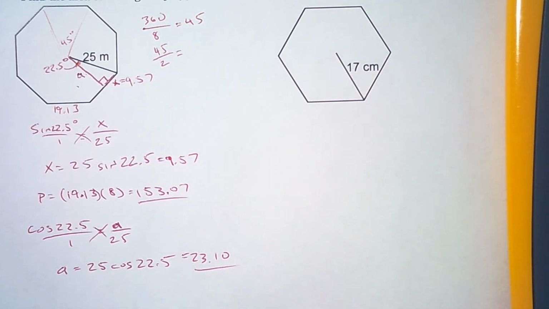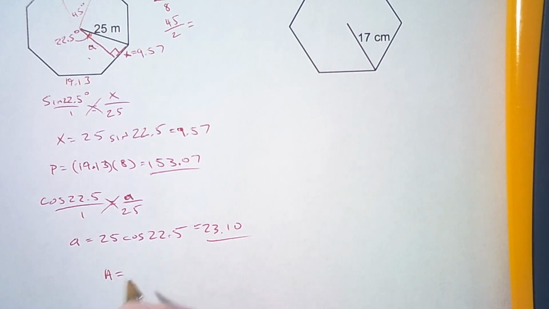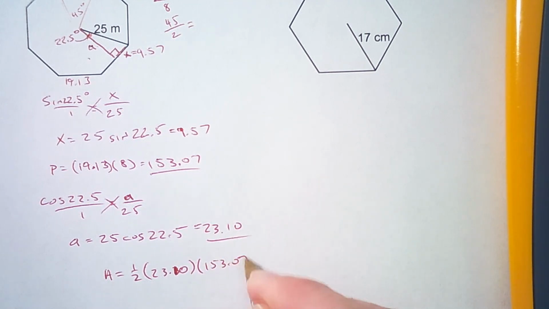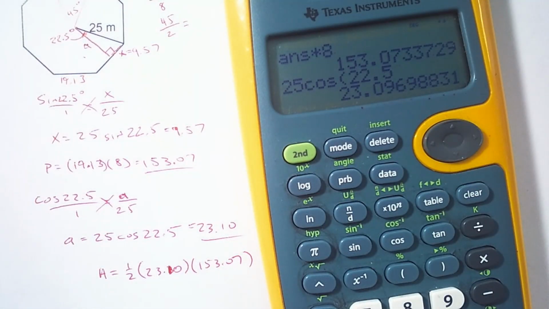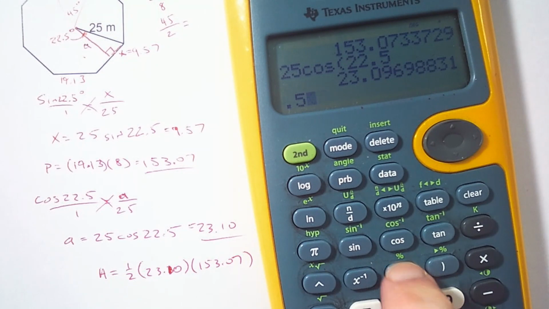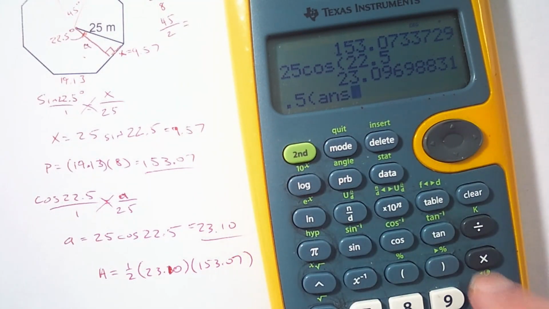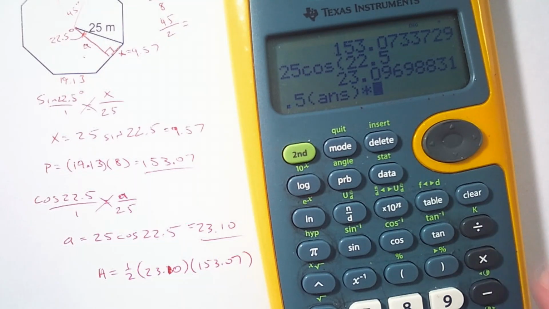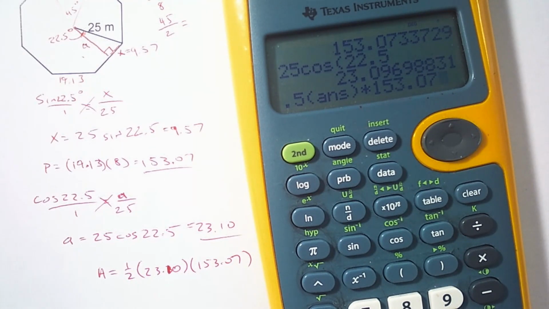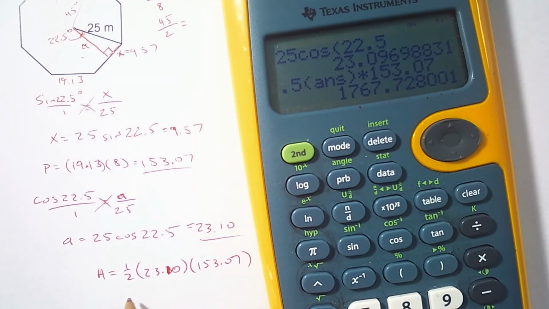So we have 23.10 as our apothem. The area is 1/2 times the apothem times the perimeter. So that's 0.5 times, and we'll just bring in that previous answer, the apothem times the perimeter, which is 153.07. So we get 1767.73. So the area is 1767.73, and that is in meters squared.